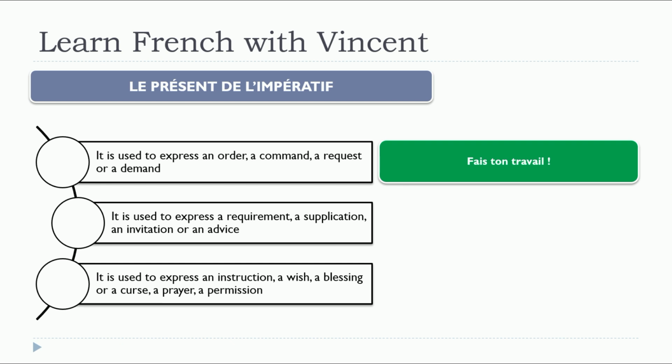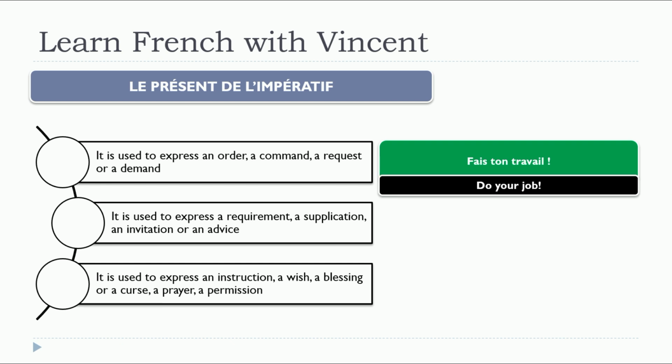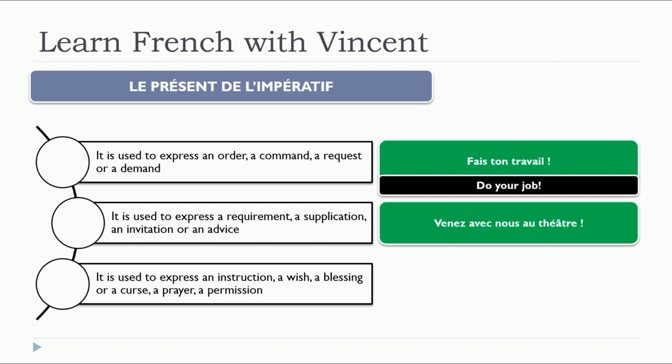So let's see the first one. The first one, fais ton travail. It's not really a nice one, but still, it's a good illustration of this concept of an order, a command, or a demand. Fais ton travail. In that situation, the verb is faire. So as you can see, it's for the second person of the singular. Fais ton travail. If you're not really sure about the way to construct this présent de l'impératif, I really advise you to have a look at my video because I explain quite precisely how to build it.